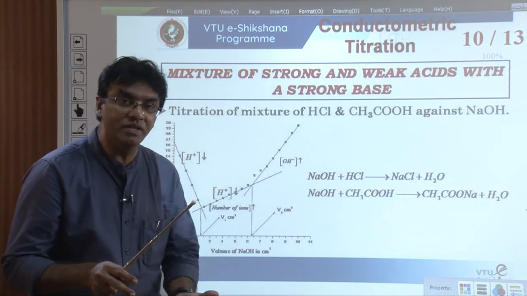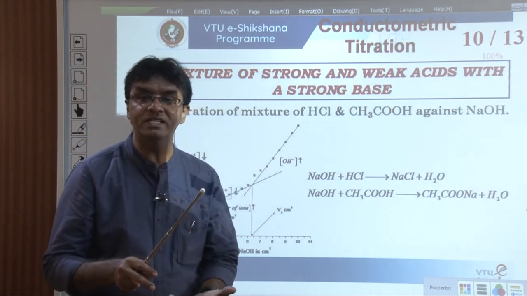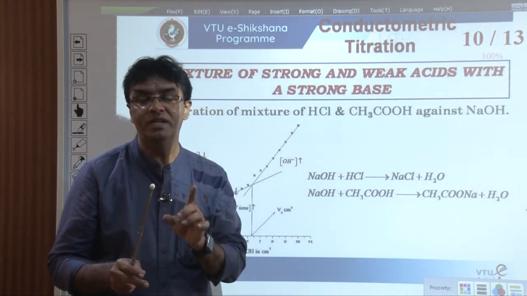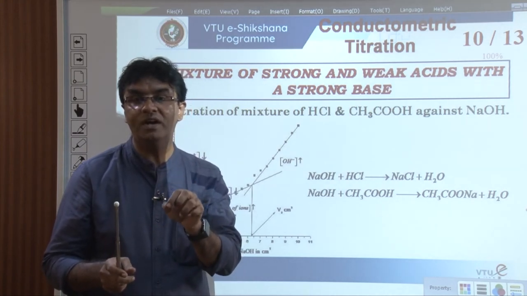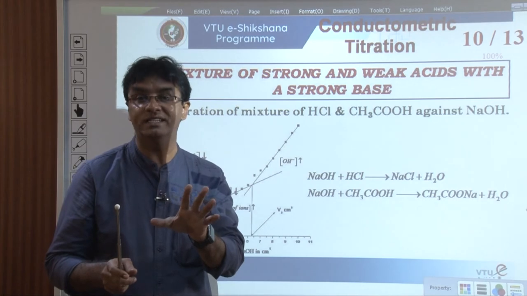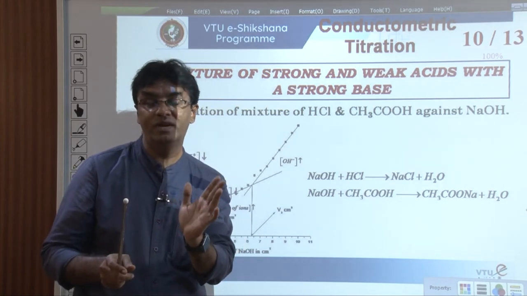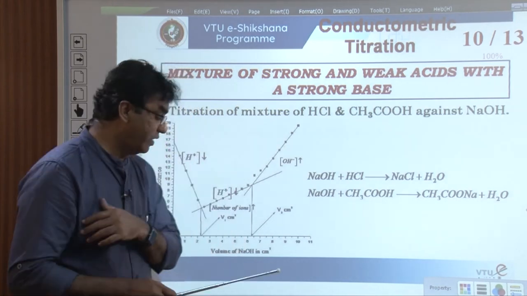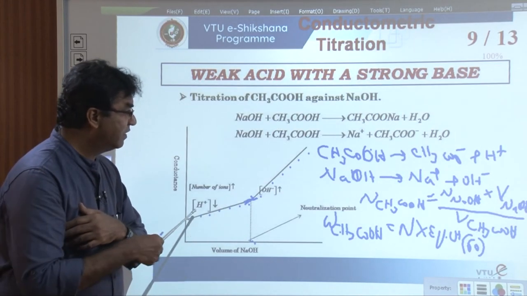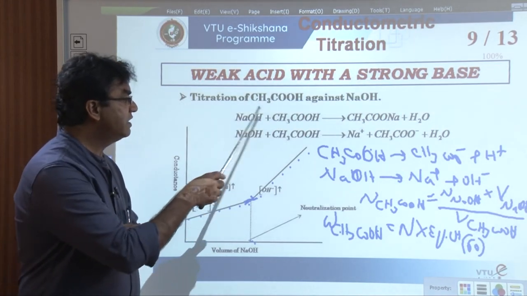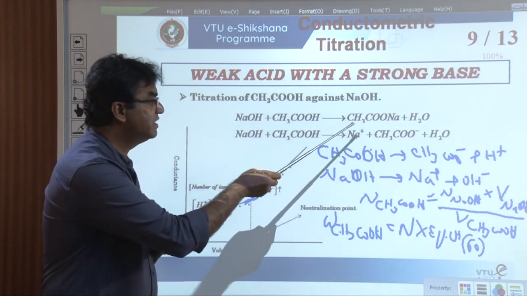Then who is left out in the beaker, in the reaction mixture? Acetic acid is left out. Therefore, when you add NaOH, then NaOH starts reacting with acetic acid, converting acetic acid into sodium acetate. So, what we have observed here, the same thing happens. That is, NaOH reacts with acetic acid forming sodium acetate.